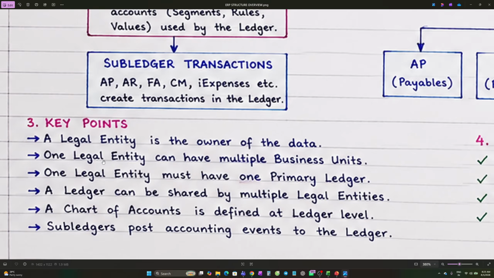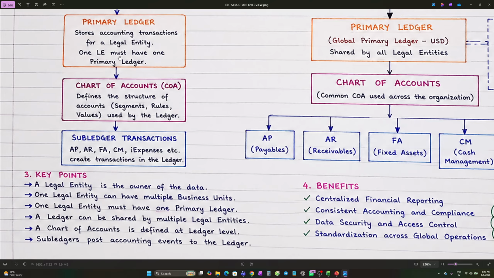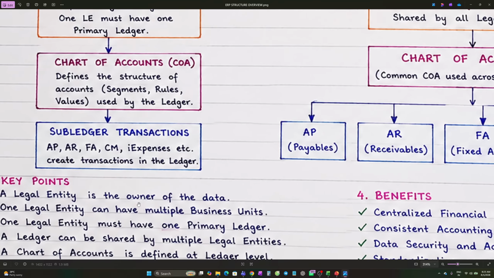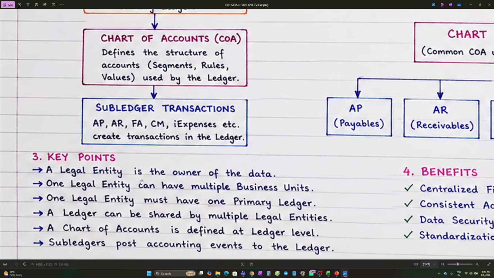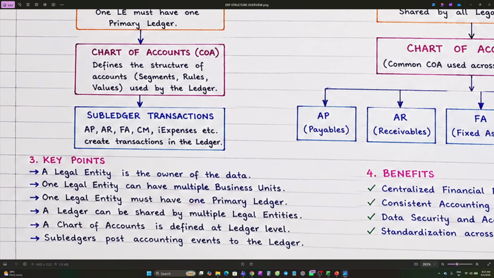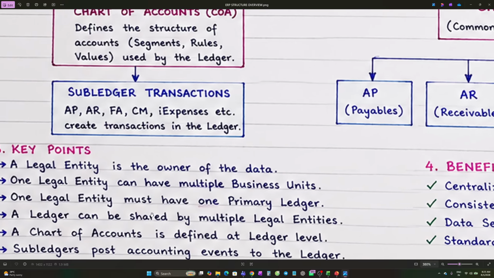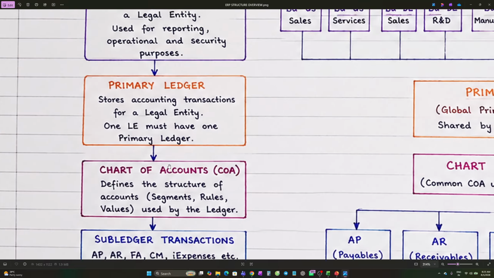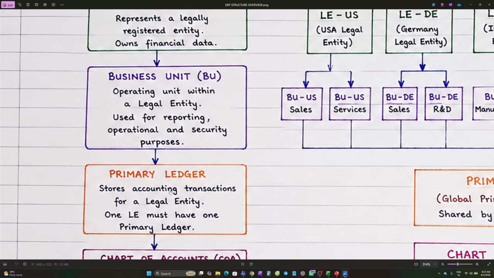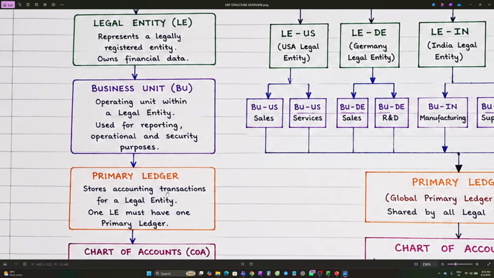The data created under the chart of accounts and primary ledger all relates to the specific legal entity only. The next point is very important. Many interviews ask you this type of question. One legal entity can have multiple business units. Someone is saying that for each country we create one legal entity.